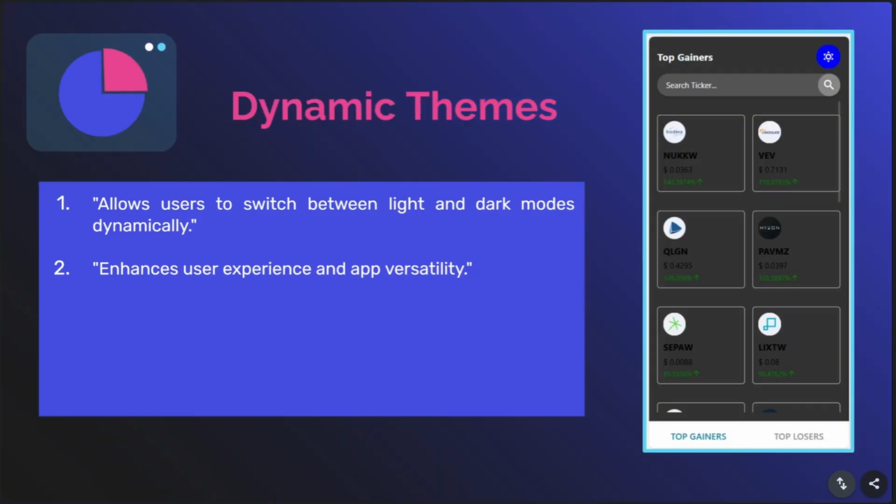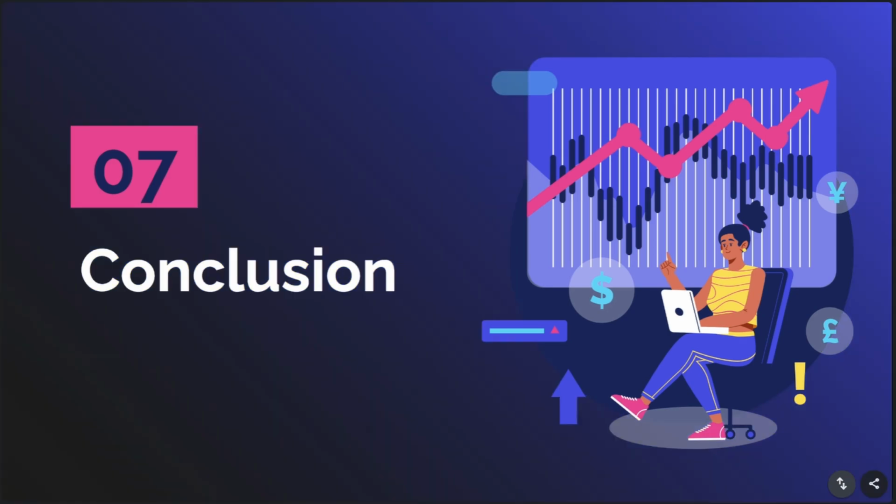Now this is the dynamic theme that I was talking about in the first, where I showed you the screenshot of the application. This allows users to switch between light and dark mode dynamically. On the top header you are seeing an icon of a moon or an icon of a sun under the blue background. Just click on that. This basically enhances user experience and app versatility.